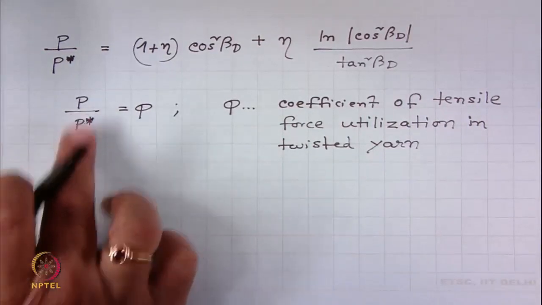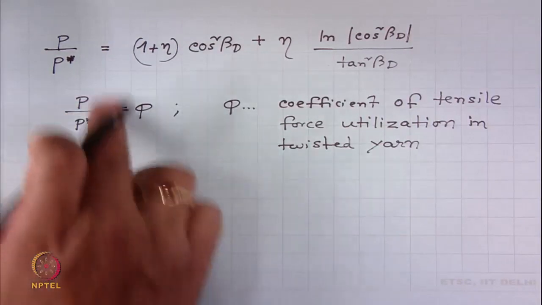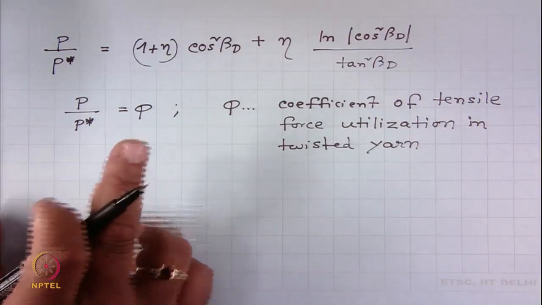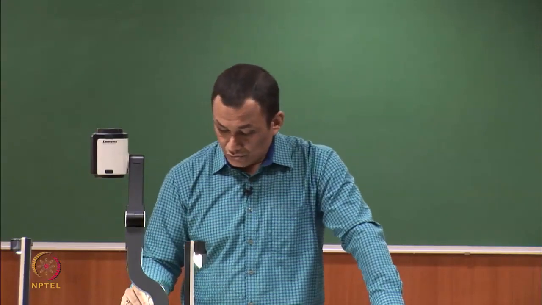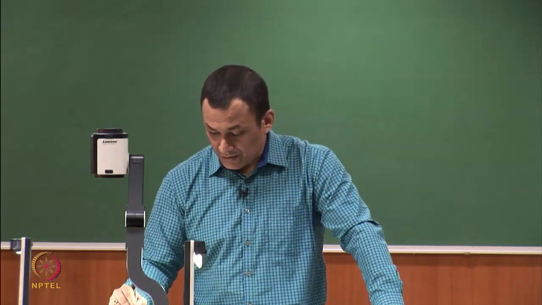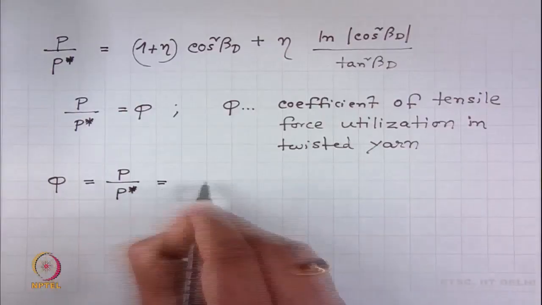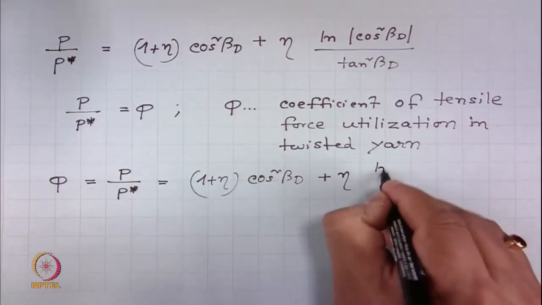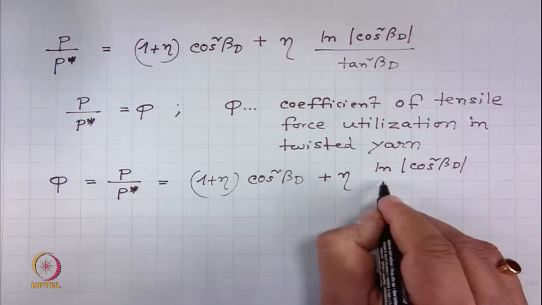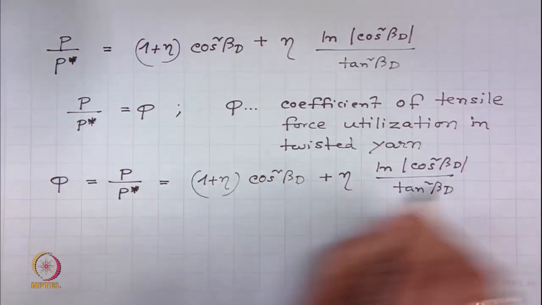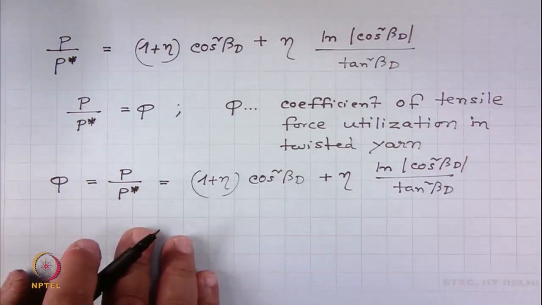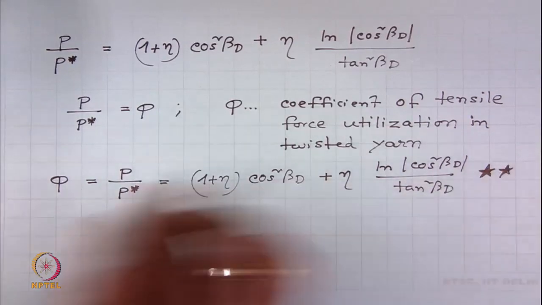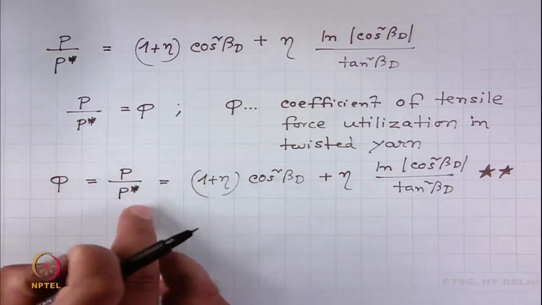The material remains same, fiber material remains same, however, this is yarn, this is parallel fiber bundle. So, there is the influence of actually obliquity. So, this quantity characterizes structural effect in the yarn. So, coefficient of tensile force utilization in twisted yarn is equal to P by P star, which is equal to 1 plus eta cos square beta d plus eta ln cos square beta d by tan square beta d. This relation is very, very important because it characterizes the relation between yarn stress and fiber stress, yarn force and fiber force.